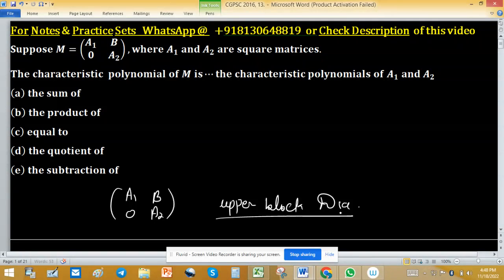And in this case, the minimal characteristic polynomial we can find out easily with the help of characteristic polynomial of A1 into characteristic polynomial of A2, means the product of option B is correct.